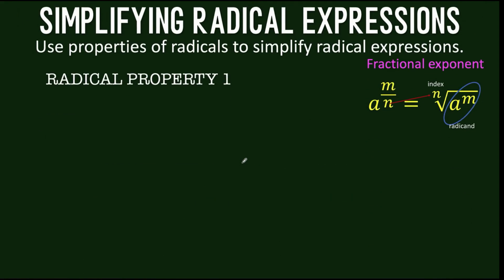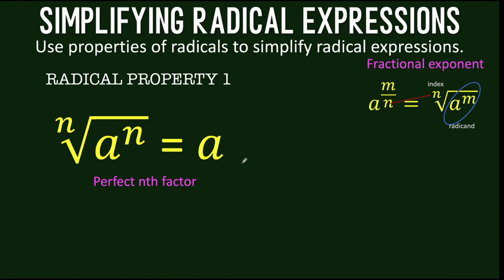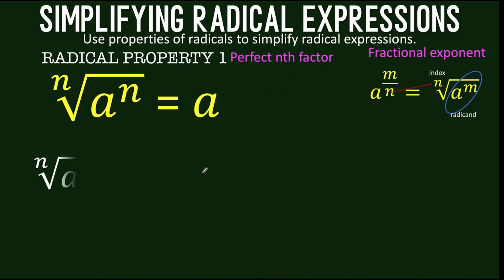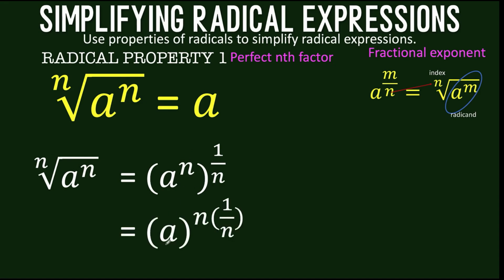Now let's talk about properties of radicals. Let's talk about the perfect nth factor. When we have the nth root of a raised to n, that is equivalent to a. The proof of this is easily seen using the exponential form. We can write this in fractional exponent as the radicand raised to 1 over whatever is the index of the radical. Then applying properties of exponents, this can be written as a raised to the product of n times 1 over n, applying the power rule of exponents. Then n times 1 over n is equal to 1, so this is just equivalent to a. That means if you have the perfect nth factor, then that is just equivalent to the base.